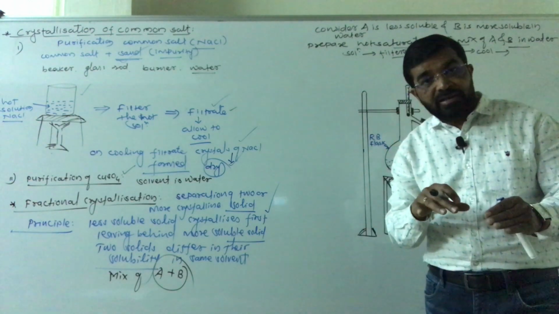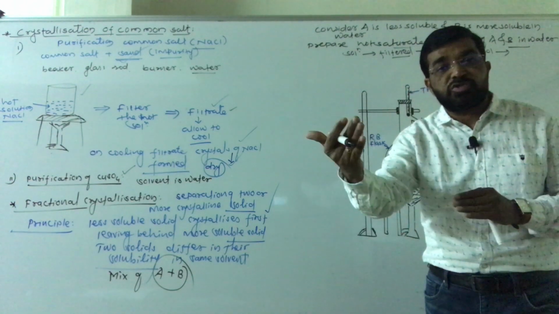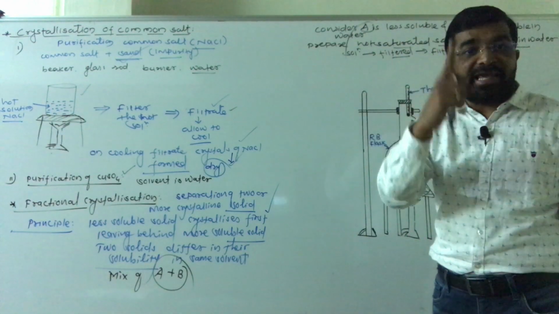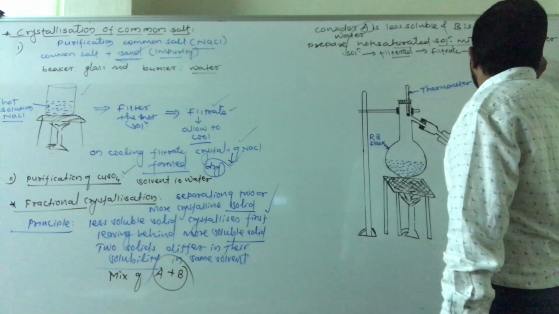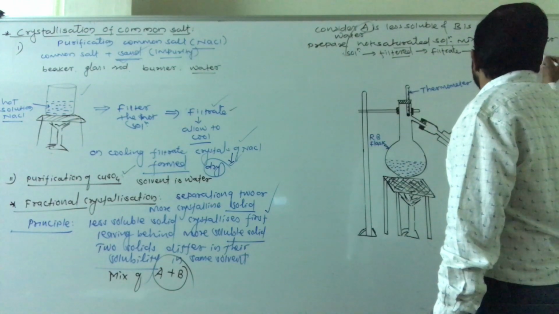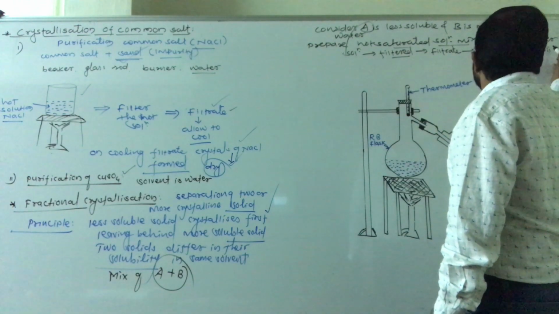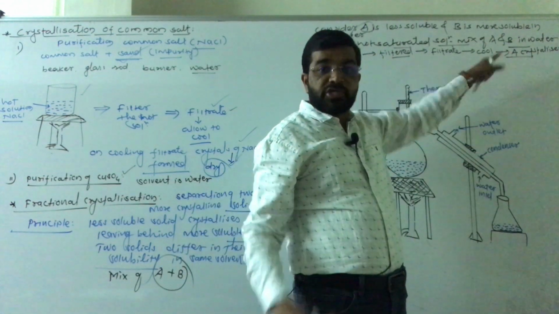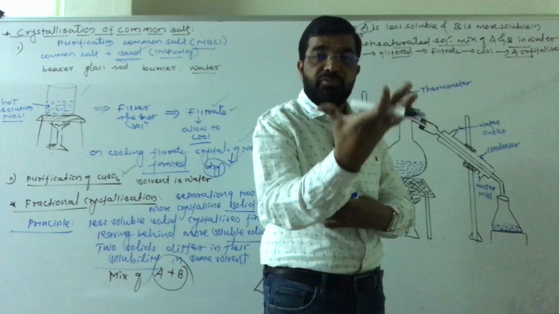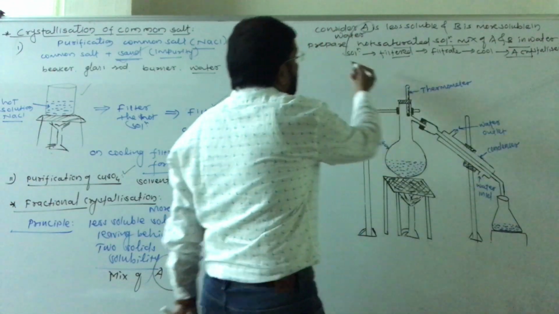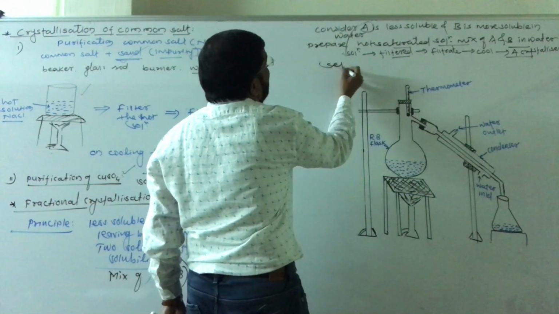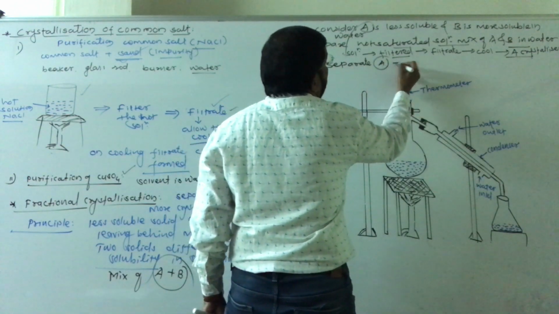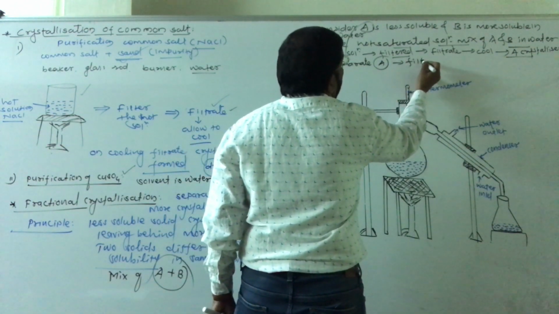On cooling, less soluble substance will be crystallized out. Which is less soluble? A, and therefore on cooling A will crystallize. Crystallization of A will happen from that solution. Now you have to separate crystals of A by filtration.